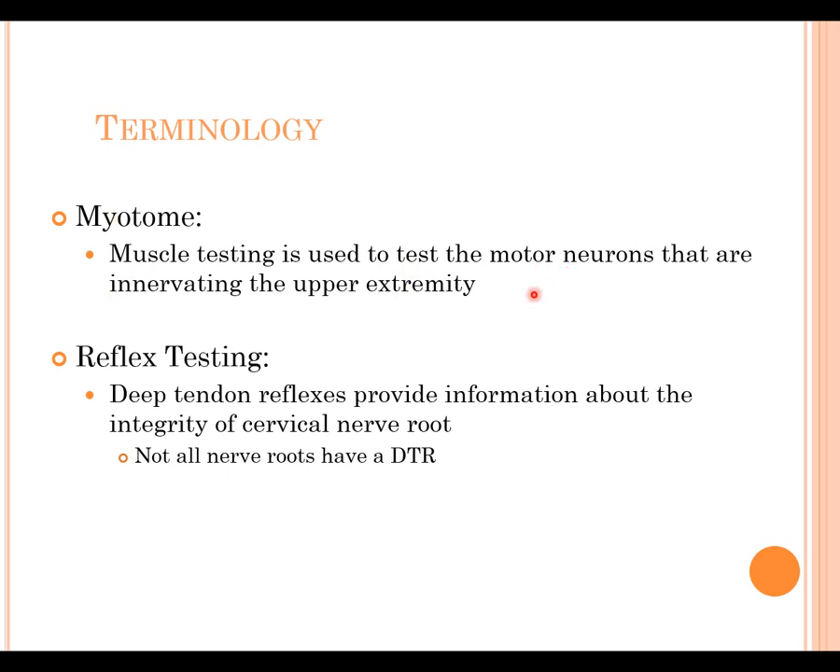So there's going to be specific nerves that are going to innervate one muscle or one group of muscles. And it's going to be the same exact concept as the dermatome, where one nerve root goes to one area of skin. We're going to have, for myotomes, one motor nerve is going to go to one area or one group of muscles. And then reflex testing is just deep tendon reflexes.